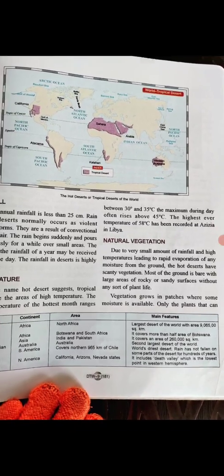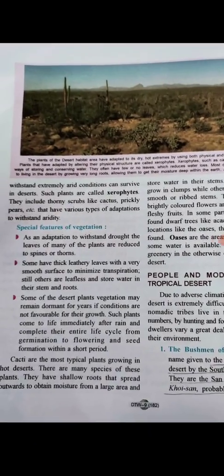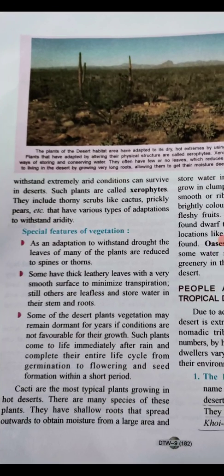Only the plants that can survive extremely arid conditions can withstand here. Okay, it means only the plants which can adapt themselves according to the conditions of the desert can survive here. And these plants are called xerophytes. This type of plant includes thorny scrubs, cactus, prickly pears, etc. And there are various types of adaptations to withstand aridity. All of them have different characteristics and features to adapt to the environment of the desert.